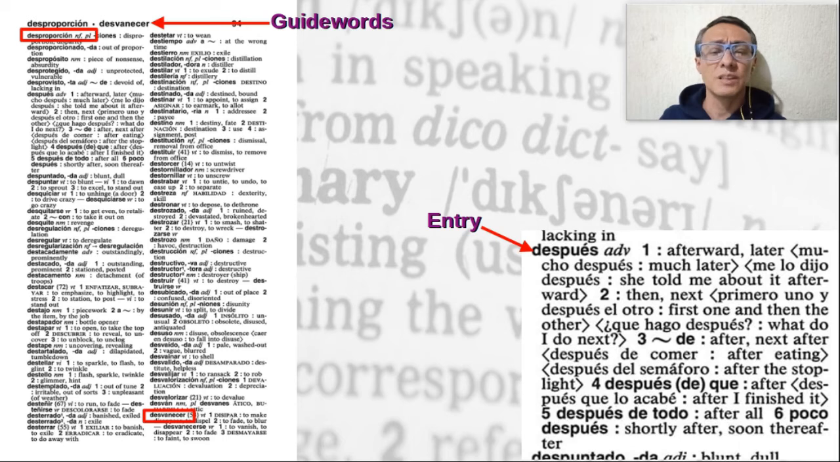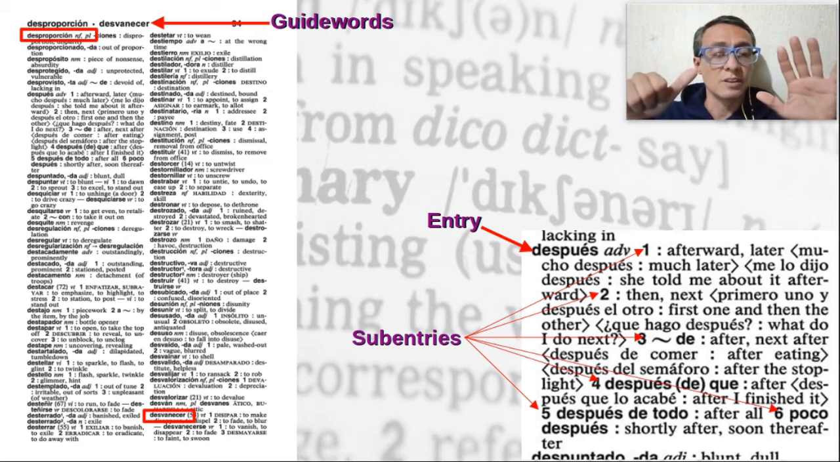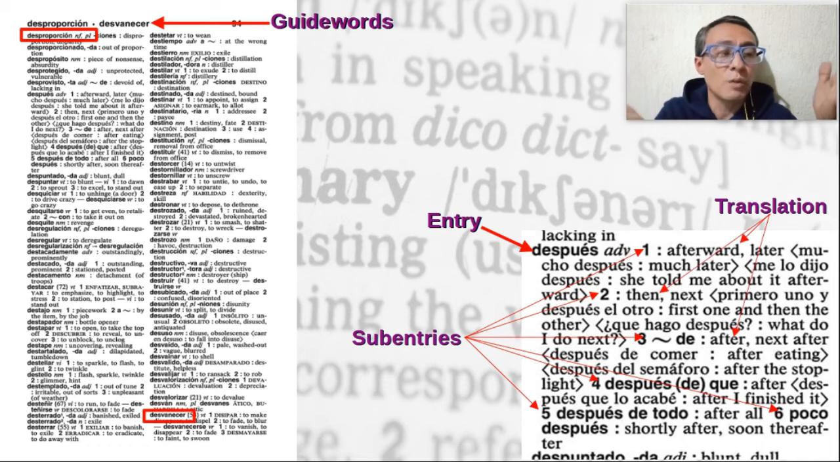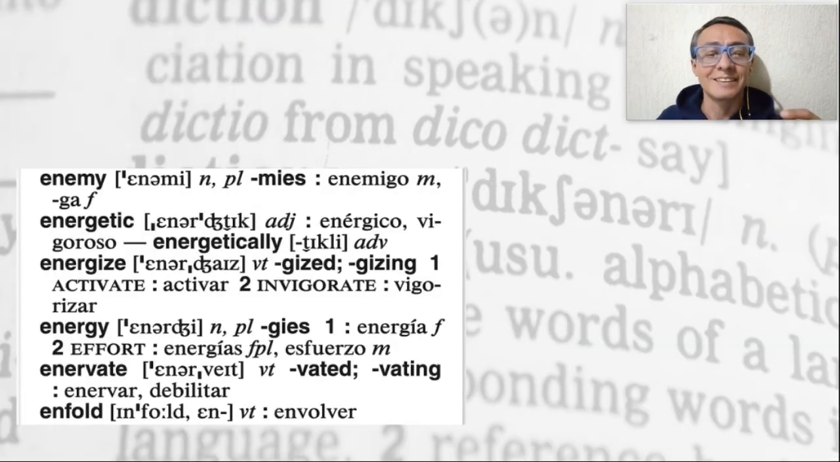What are these numbers here? Oh, I see. This entry has 6 sub-entries or 6 different options for translating después depending on the meaning. Let's see the English to Spanish section. What do we have here?